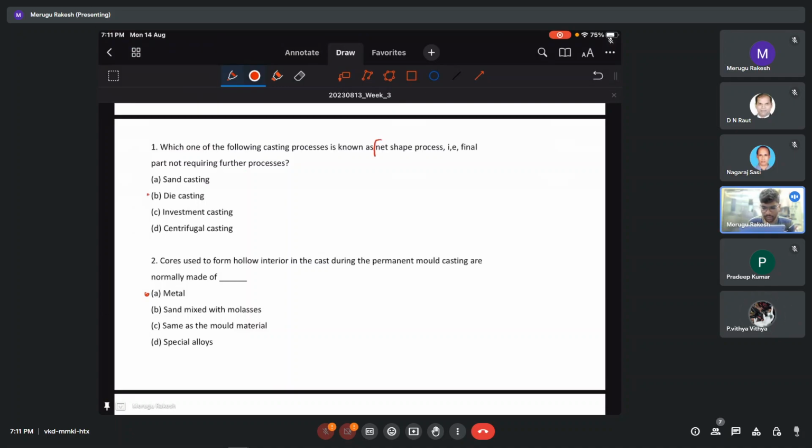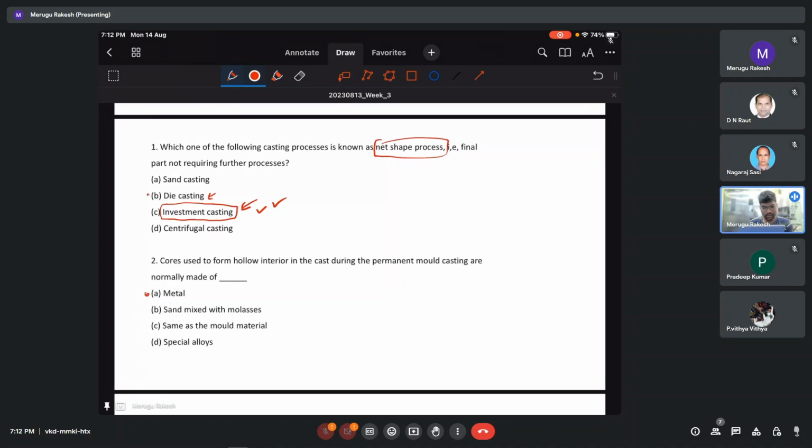So when you see this net shape process, generally we go for investment casting. We also know investment casting as precision casting, in which we go for net shape process. Because in die casting, we are still producing the net shape, but there are still some things that we have to remove, like this gate, this extra portion. In investment casting, we just have to cut and trim, which limits the number of steps compared to die casting. So the best option will be investment casting. If investment casting is not given as an option, you can go for die casting.